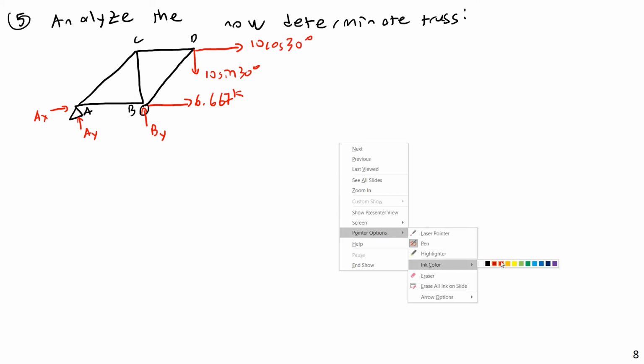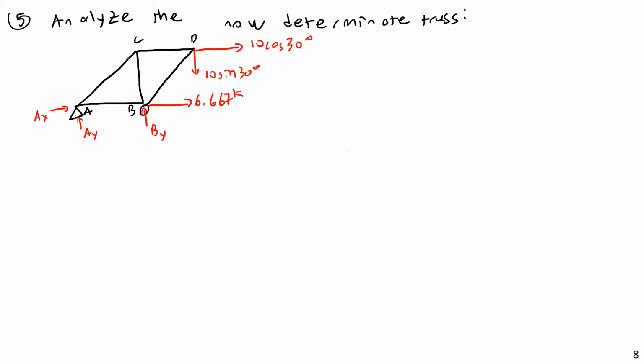Then for completion's sake, I could go ahead and put the dimensions on here. I'll have my 3, 4, 5 triangle. Let's see, 3 in the vertical, 4 in the horizontal, and heights of 12 feet and widths of 16 feet, 16 feet here and 16 feet here.